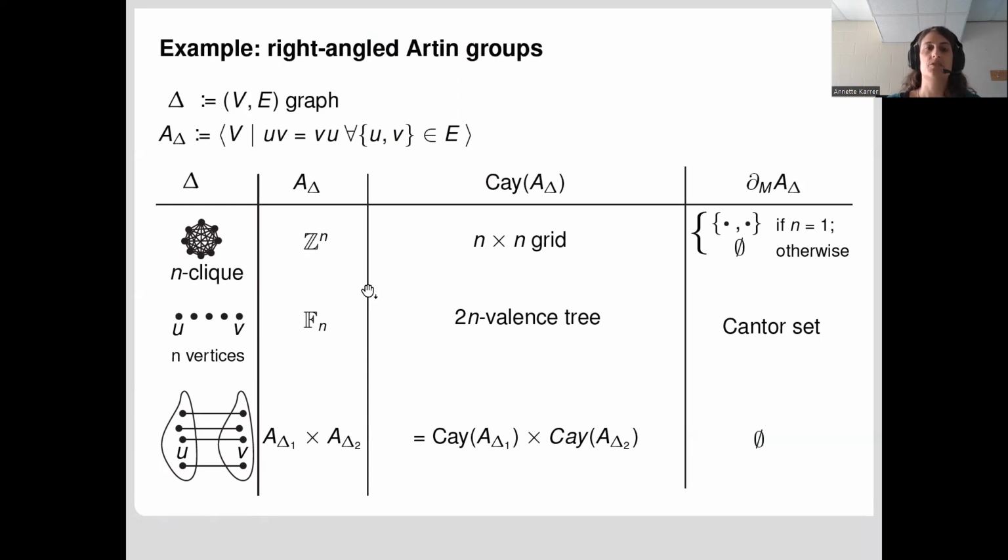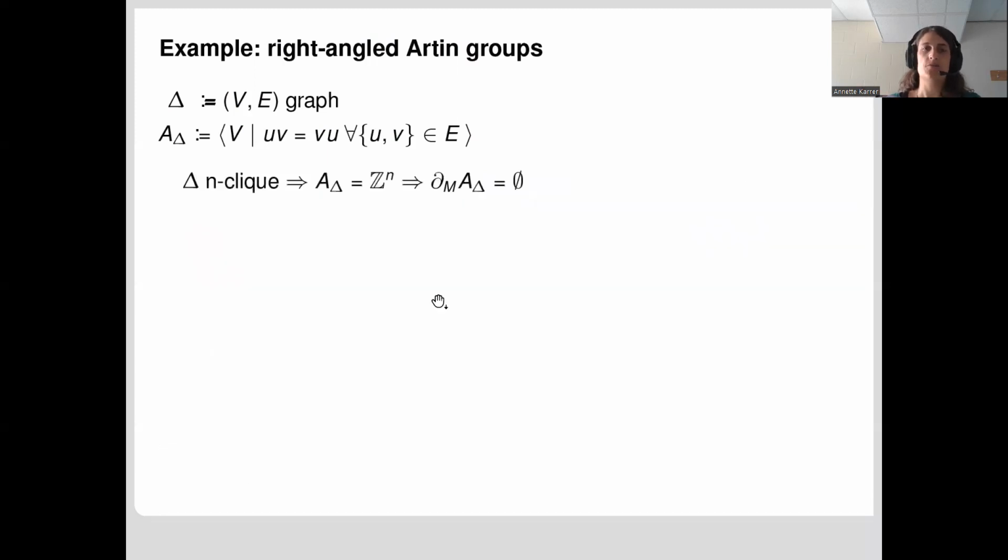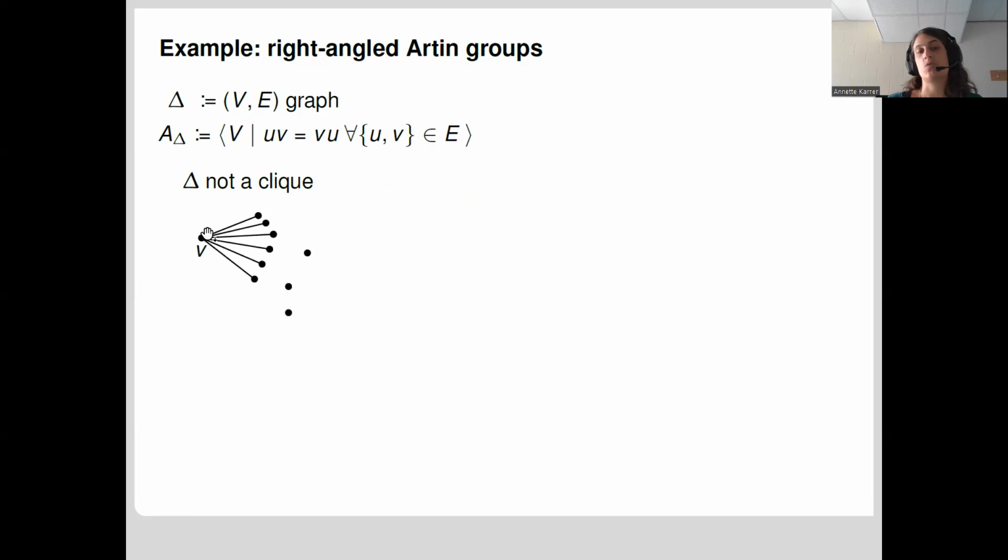Now, after we understood this, we will apply the theorem to understand how we can glue graphs nicely together to get nice information about the Morse boundary of the corresponding right-angled Artin group. So first, we remember that if delta is a clique, then the corresponding Artin group is Z to the n, and the Morse boundary here is empty. So now let's assume that delta is not a clique. Then there is a vertex v which is not connected to all other vertices of the graph.